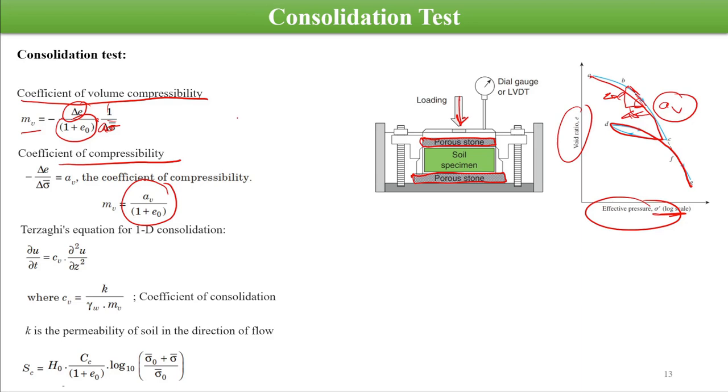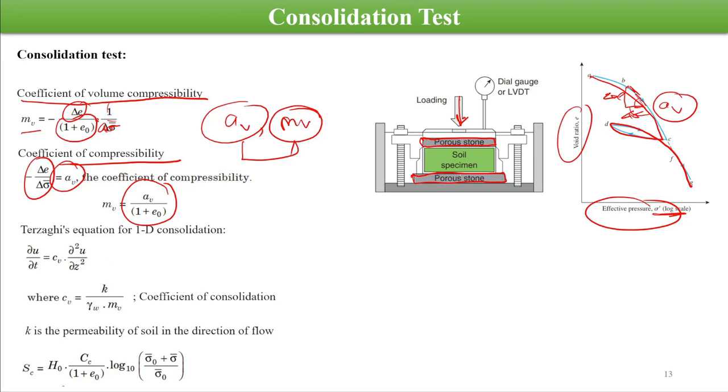These are the two quantities which we calculate, AV and MV. These are called material constants, because the values of these constants depend on the material which we are using to conduct the consolidation test, right?